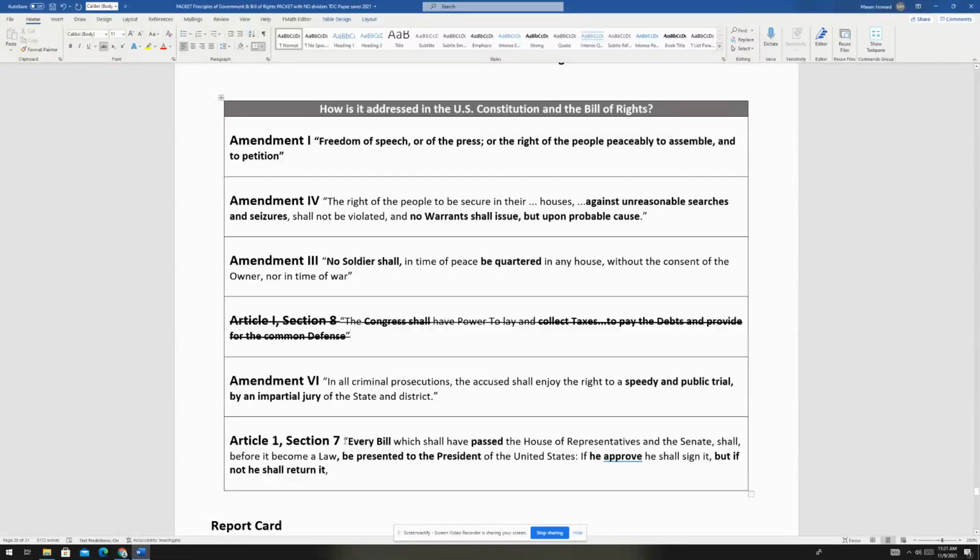The correct answer to that one is every bill which shall have been passed, every law which shall have been passed by the House of Representatives and Senate shall, before it become a law, be presented to the President of the U.S. If he approves, he shall sign it, but if not, he shall return it. So the House of Representatives gets to make the laws, not the President. The President can approve them or not approve them. And even if he doesn't approve them, if enough people in the House of Representatives and the Senate vote to have that law, we don't need the president's approval.